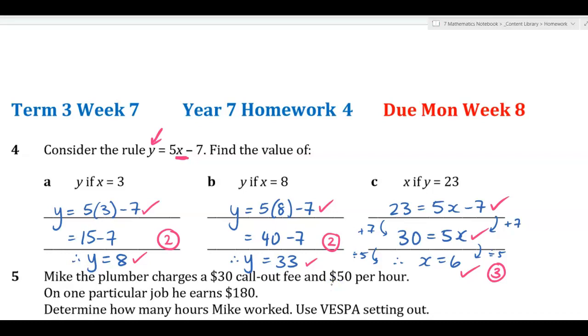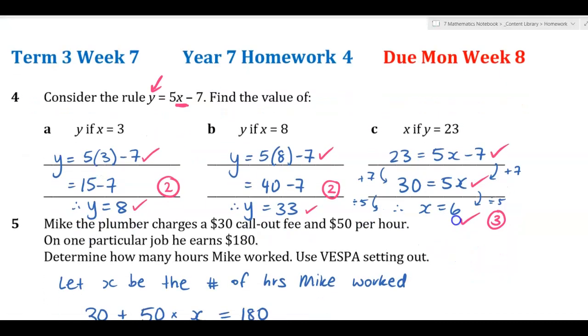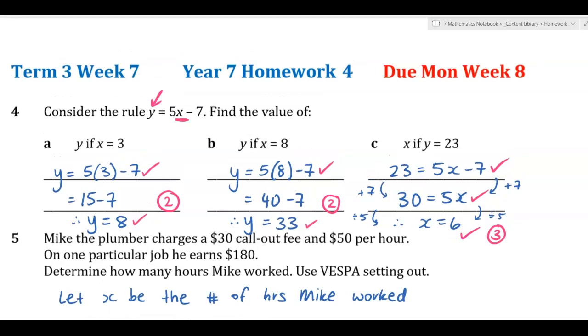Okay, you needed to use VESPA setting out. What did you define your variable as? Abby? Good. Let x equal the number of hours Mike worked is perfect. If you put Mike in there, that's perfect. That is 1 point.